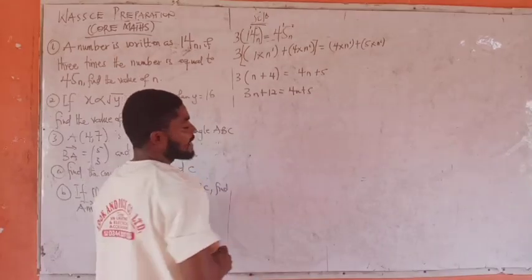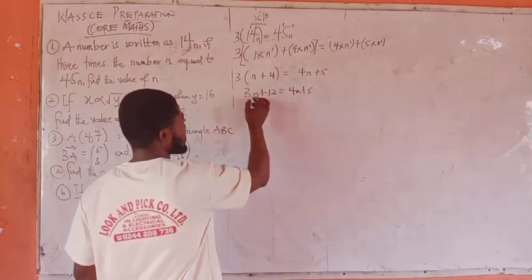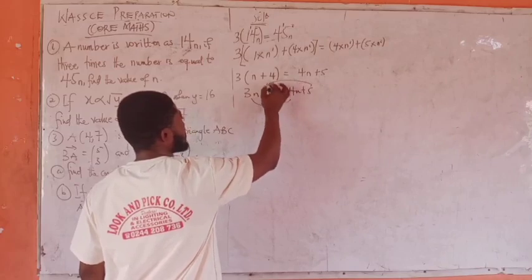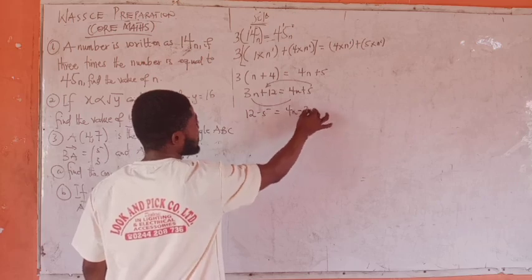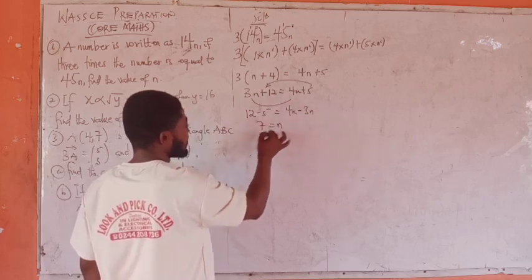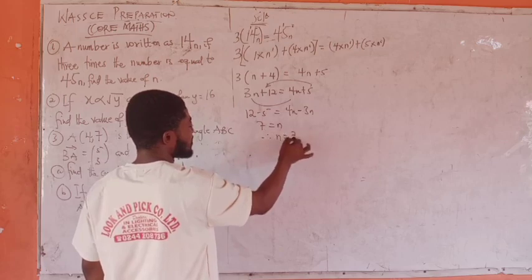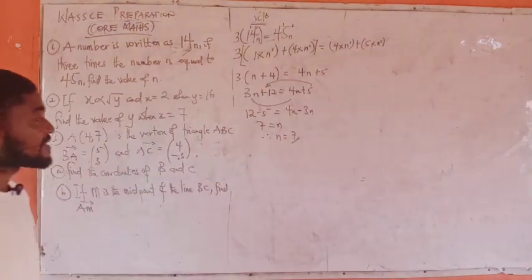I want the value of n and not 3n and 4n. So send this here, bring this here: 12 minus 5 is equal to 4n minus 3n. 7 is equal to n. Therefore, n is equal to 7. So the base in this question is base 7.